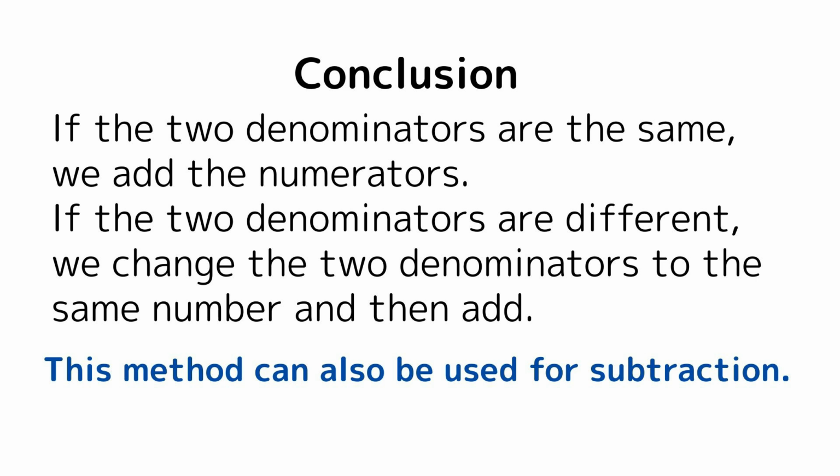Conclusion. If the two denominators are the same, we add the numerators. If the two denominators are different, we change the two denominators to the same number and then add. The same number is the number obtained by multiplying the two denominators. This method can also be used for subtraction.